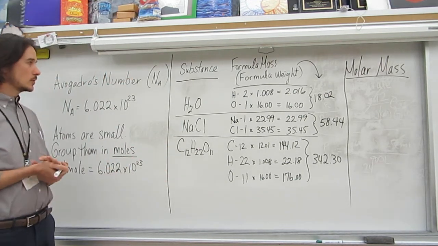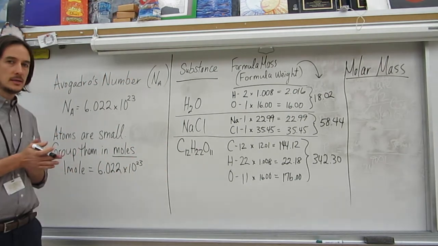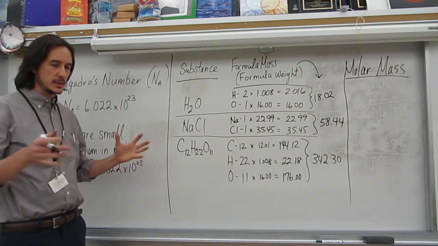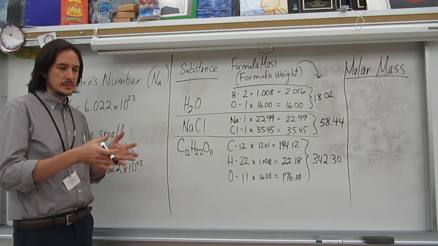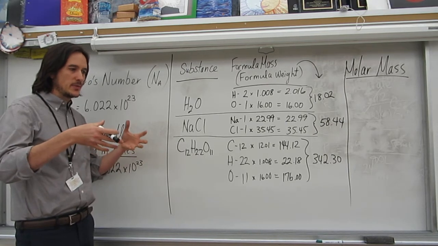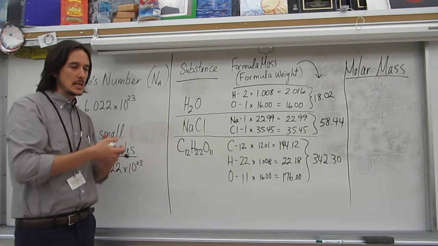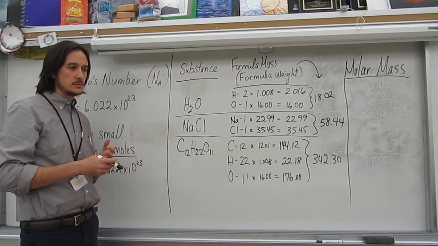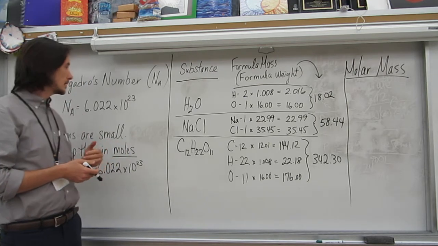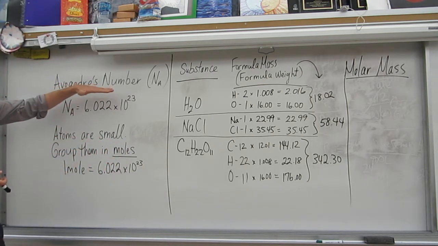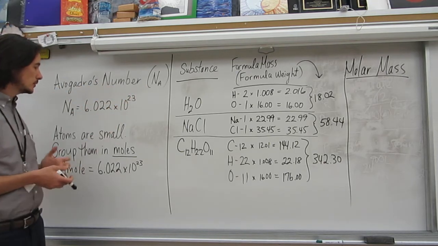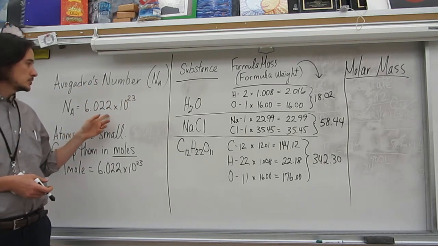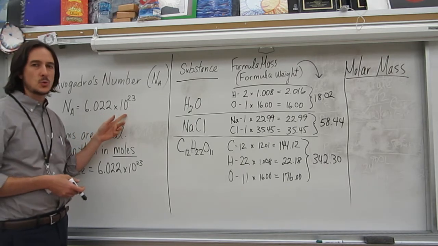But if we're going to count atoms, which are really tiny, we need to group them together. We need to get a whole lot of them together and say, okay, we're going to talk about this unit of atoms, and the unit that they've chosen is the mole. There's a number you need to know, and it's called Avogadro's number. There's a little symbol for it, and it's 6.022 times 10 to the 23rd.